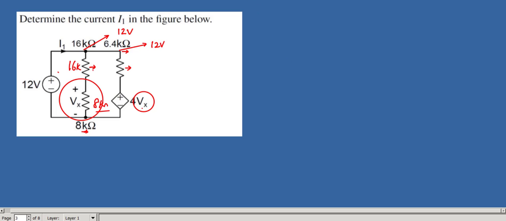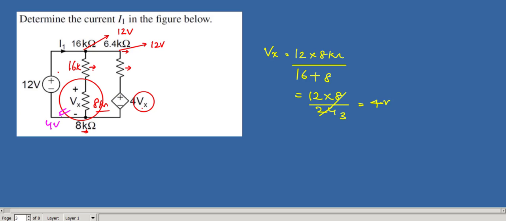I can apply the voltage division principle: Vx equals 12 into 8 kilo ohm divided by 16 kilo ohm plus 8 kilo ohm, that equals 12 into 8 divided by 24, 8 threes are 24, so 4 volts. So Vx equals 4 volts.